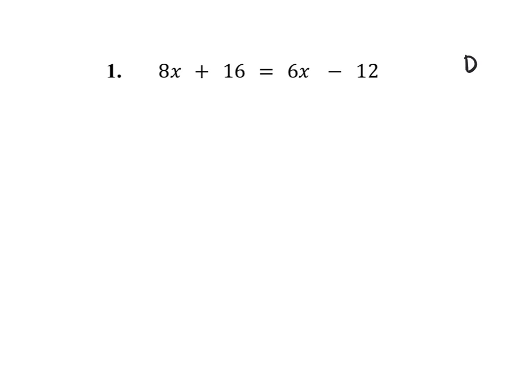So to solve this equation, I'm going to follow my flow chart: distribute, combine, balance, answer. So I have no distributing going on. I can't combine inside the room. I can't combine outside the room. So I'm ready to balance.